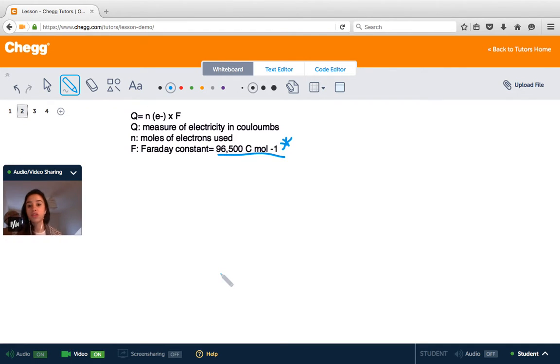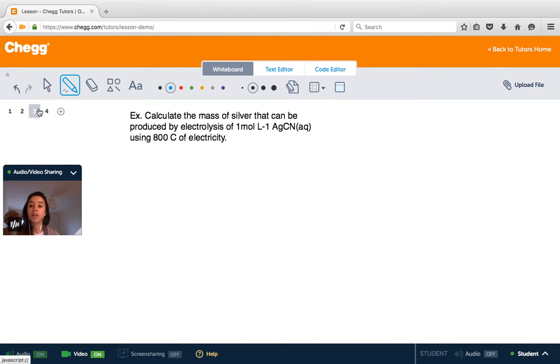So Q is just the measure of electricity in coulombs, N is the moles of electrons used, F is Faraday's constant, so we'll be using that for all the equations, so it's right there. And then on the next page, our example. Calculate the mass of silver that can be produced by electrolysis of 1 mole per liter of silver cyanide using 800 coulombs of electricity.